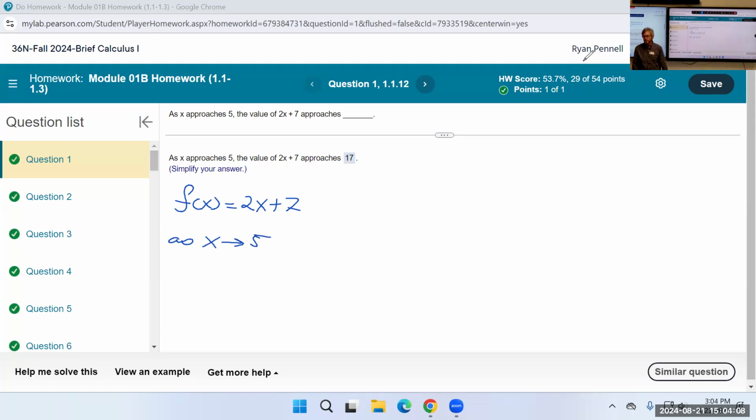Well, the first thing to try is just plug in 5 and see what happens. So 2 times 5 is 10 plus 7 is 17. So I think it's approaching 17, but all I do is plug it in for this example. Later we'll see that it'll be discontinuous and it'll only exist on one side. You have to deal with that. But from the beginning, it's not too bad.